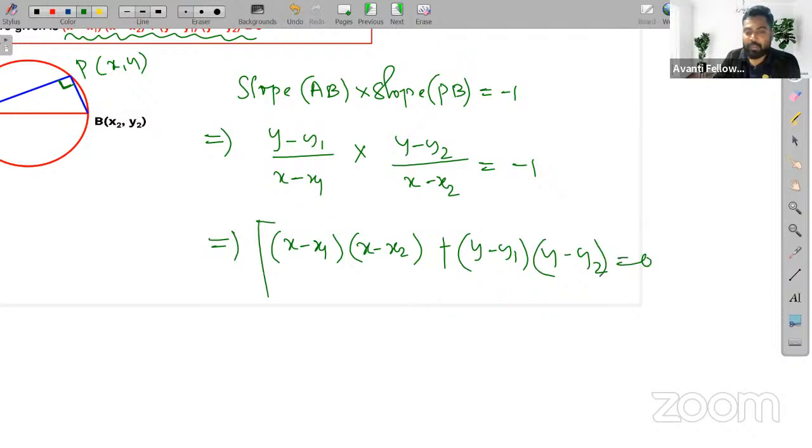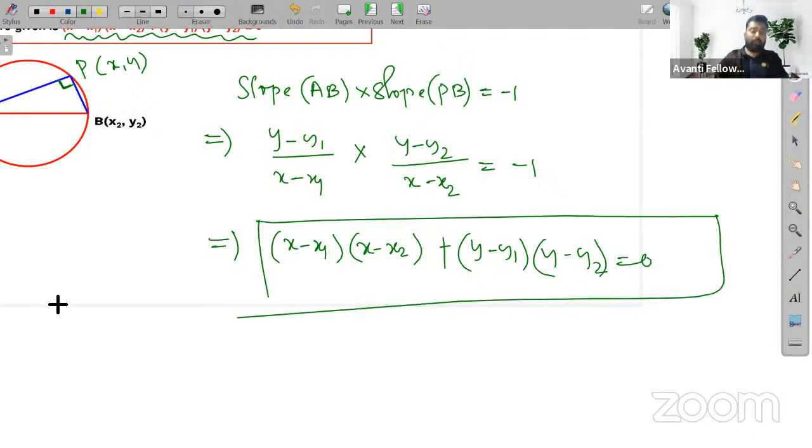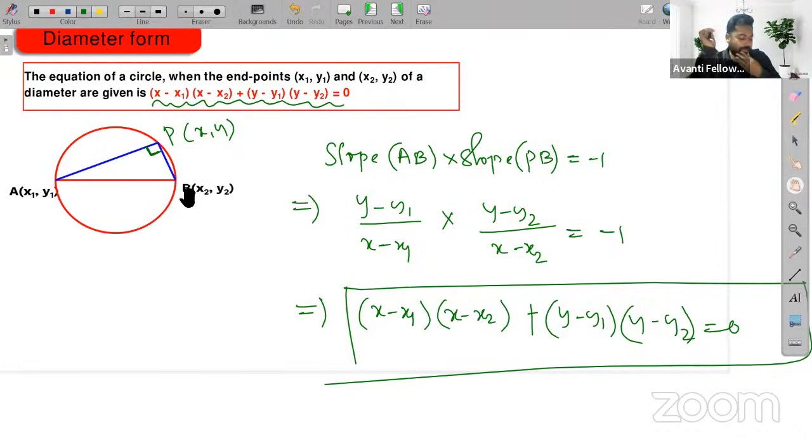So this is the equation of the circle when the end coordinates of the diameter are given. Is that clear to everyone? Guys, let's respond in the chat box. Yes or no? Diameter form is understood by all of you, guys?